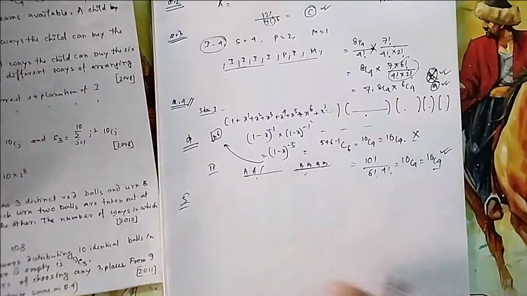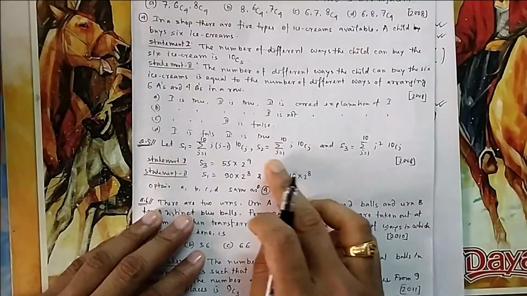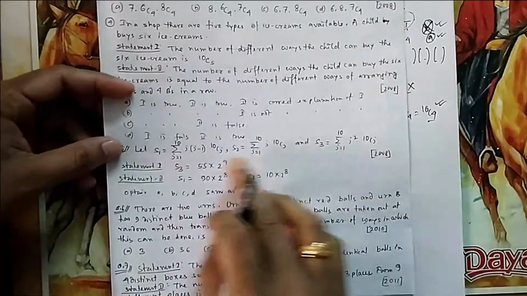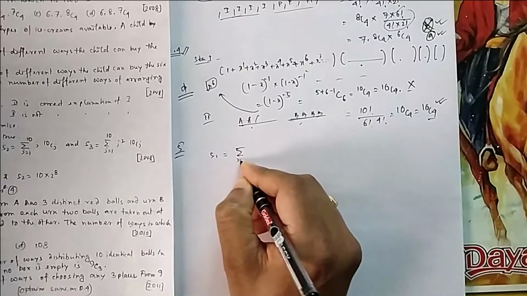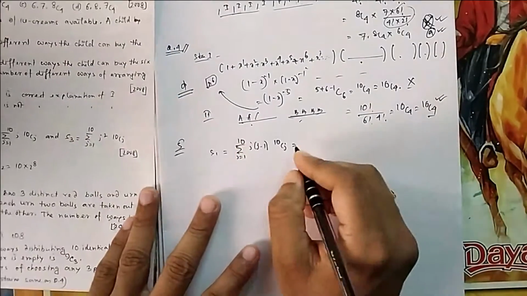Next, if you come to question number 5, S1 is given, some summation, then S2 and S3. If I start one by one, suppose S1 is given to me, that is summation j equals 1 to 10. So you can write it in this way.